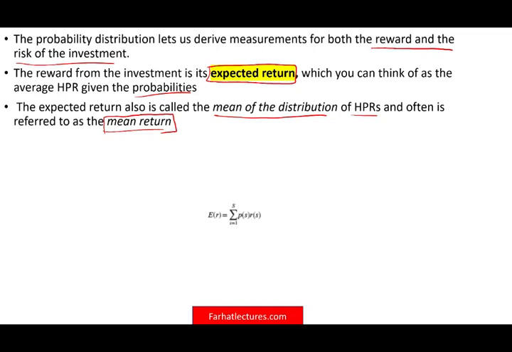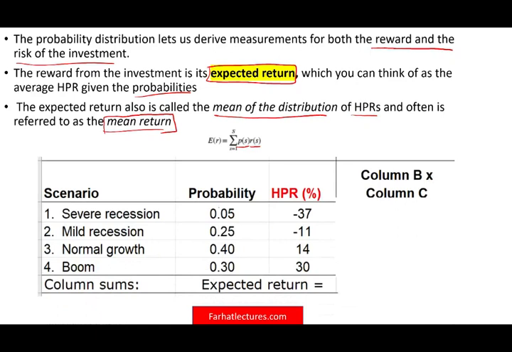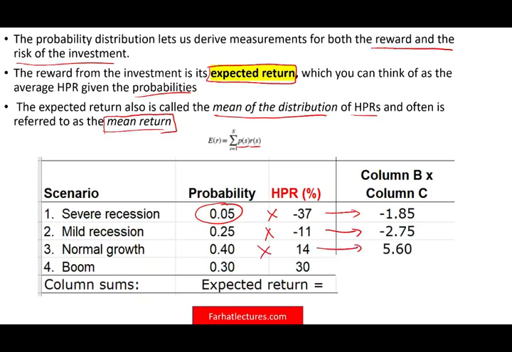And how do we compute the mean return? This is the formula. Basically, it's the sum of the probability times the return. What does that mean? We have the probability, 5%, and the holding period return, negative 37%. If we multiply the probability by the holding period return, we're going to get negative 1.85. Under the mild recession, we'll do the same thing, 25% times the return, negative 2.75. Normal growth, 40% probability times 14%, 5.60. In a boom, 30% probability and 30% return, 9%. Now, when we add up all these returns and net them out, we're going to get what's called the expected return or the mean return.